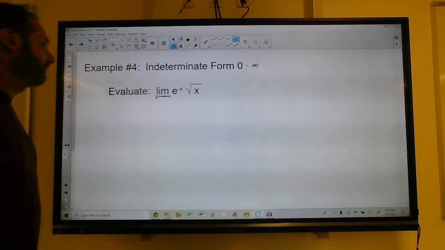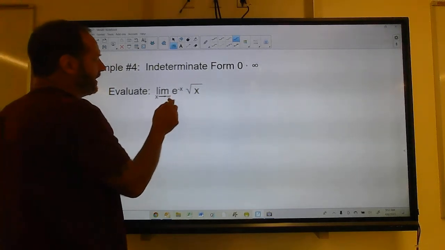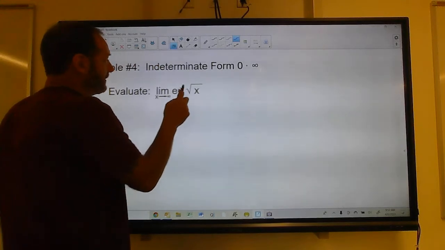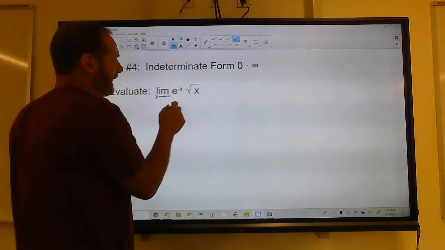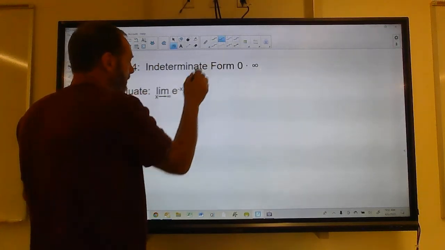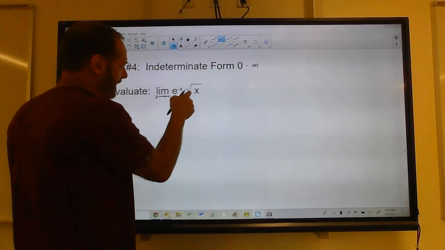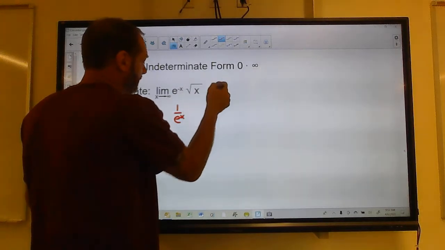Okay, on this one, if I try to substitute infinity, I get 0, because remember, this is 1 over e to the x, right? And so this would shrink to 0, and that would go to infinity. So this would end up being 0 times infinity.